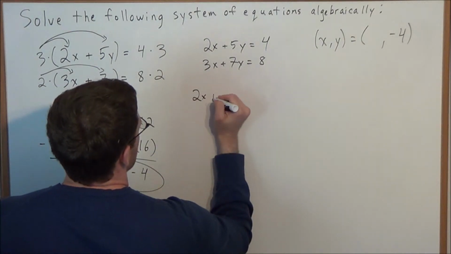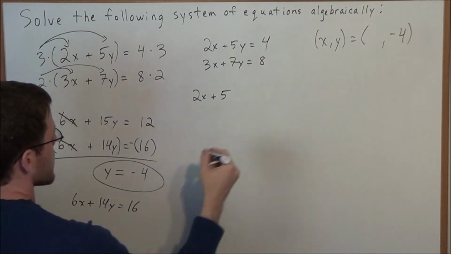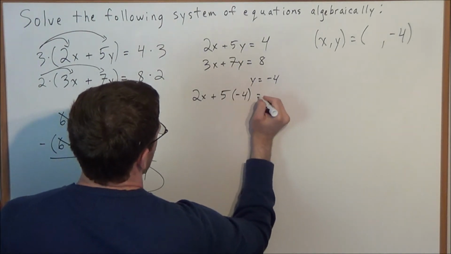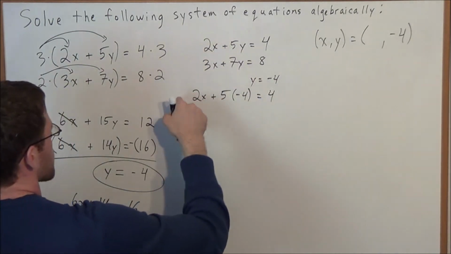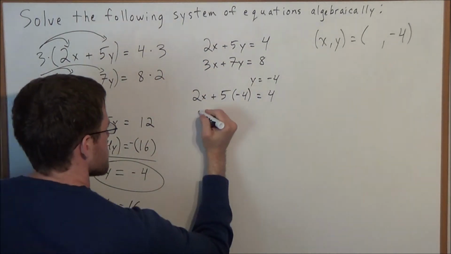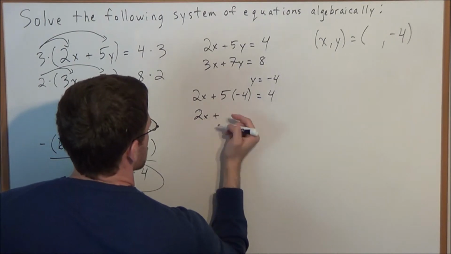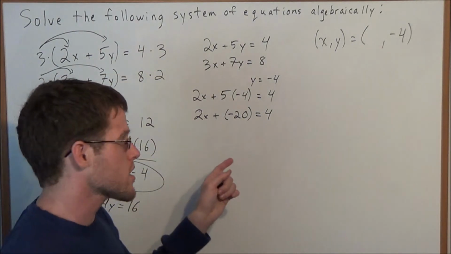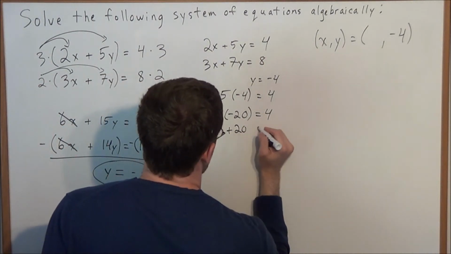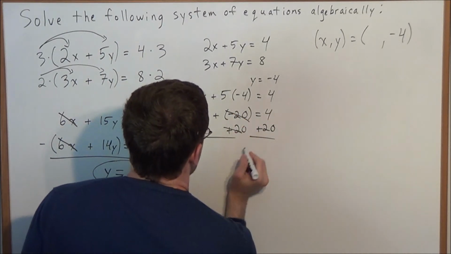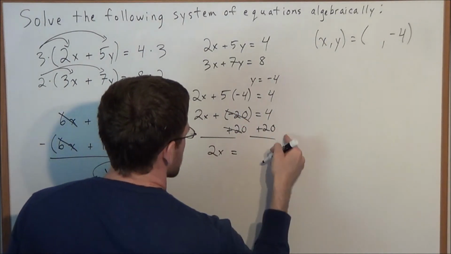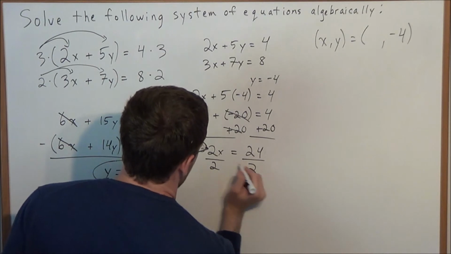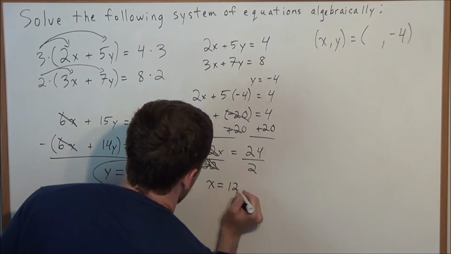We have 2x plus 5y, but remember, we just found y equal to negative 4. So we're going to replace y with negative 4, and now we can set this all equal to 4. We're using the top equation in this case. So now we have 2x plus 5 times negative 4 is negative 20, and this equals positive 4. So now to solve for x, we add 20 to both sides. And now on the left-hand side, all we're left with is 2x, and we have 4 plus 20 on the right-hand side, so we have 2x equals 24. So to solve for x, we divide both sides by 2, and this gives us x equals 12.